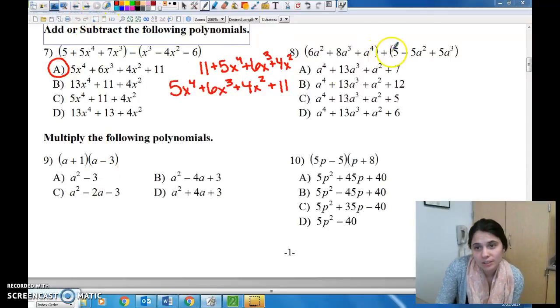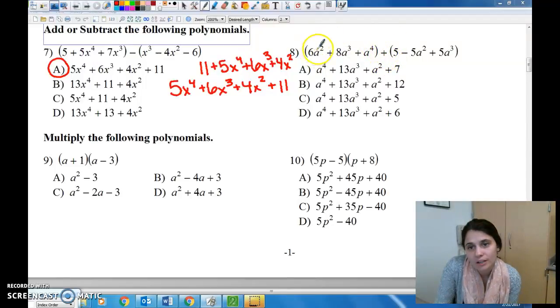Number 8, we're going to do the exact same thing, except we're adding in the middle instead of subtracting. So I have 6a squared, and the only thing I can combine with that is my other a squared. So I have 6a squared plus a negative 5a squared. 6 plus a negative 5 is just 1a squared. And then I have 8a to the 3rd plus 5a to the 3rd, which is 13a to the 3rd. And then I have an a to the 4th, but there's no other a to the 4th, so I just have plus a to the 4th. And then I have plus 5, and there's nothing I can combine with it.